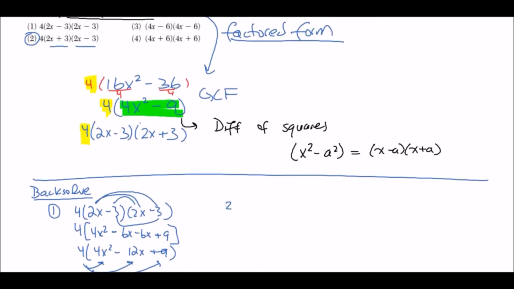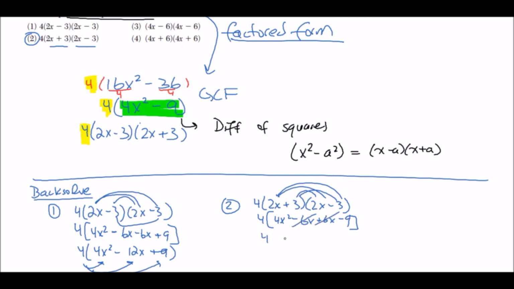The next thing would be to try choice number 2, which, if you followed our steps earlier, we already established is the correct answer. This would be a good way to verify that it is indeed the correct answer. So go ahead and again FOIL out that inside. We'd get 4x squared minus 6x plus 6x minus 9. The minus 6x and the plus 6x add to 0. We're left with 4 times 4x squared minus 9.